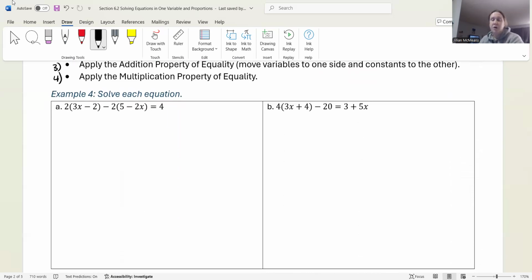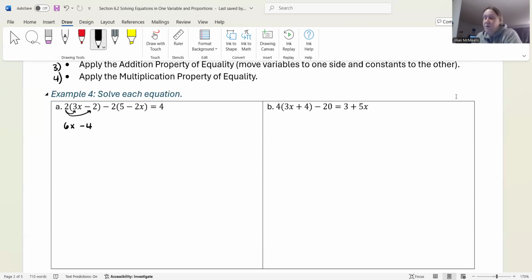Okay. So for our first example, we have 2 times, in parentheses, 3x minus 2, minus 2 times, in parentheses, 5 minus 2x. All of that equals 4. Okay? So the first thing I want to do is get rid of parentheses, and I have to distribute 2 different times. So for the first set of parentheses, I'm distributing a positive 2. So this means I want to take this 2 and multiply it by 3x and then by negative 2. Okay, so 2 times 3x, I just multiply the 2 and the 3, which gives me 6, and then I keep the x. And then 2 times negative 2 would be negative 4.